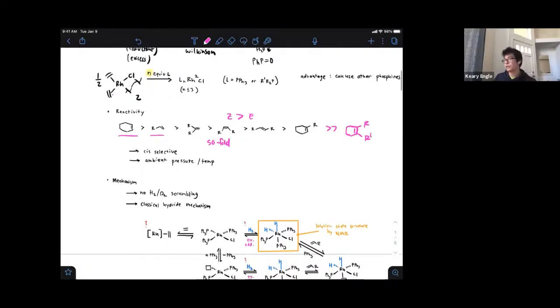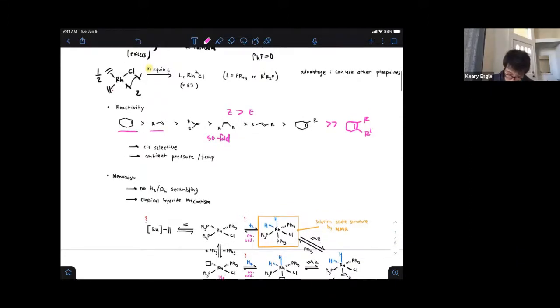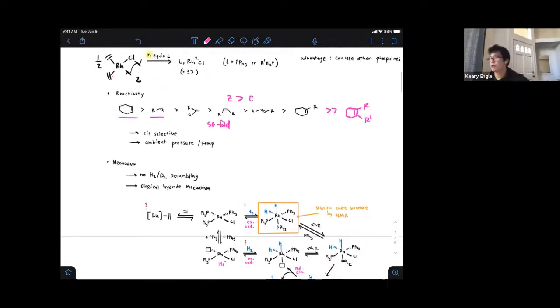So the reaction is cis selective, or cis stereospecific, stemming from the stereospecific migratory insertion and stereospecific reductive elimination, and then these reactions operationally could go at ambient pressure and temperature.